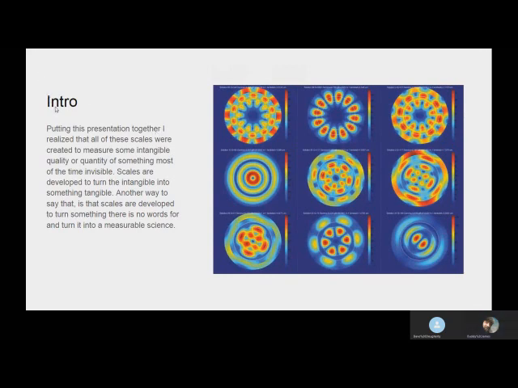So putting this presentation together, I realized that all of these scales were created to measure some intangible quality or quantity of something, most of the time invisible. Scales are developed to turn the intangible into something tangible. Another way to say that is that scales are developed to turn something there is no words for into something, and turn it into a measurable science.